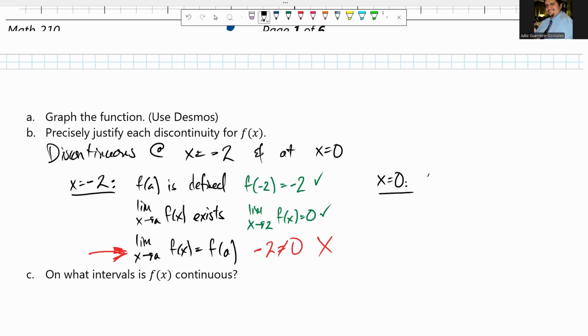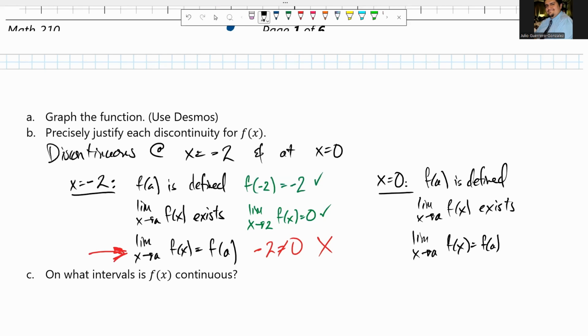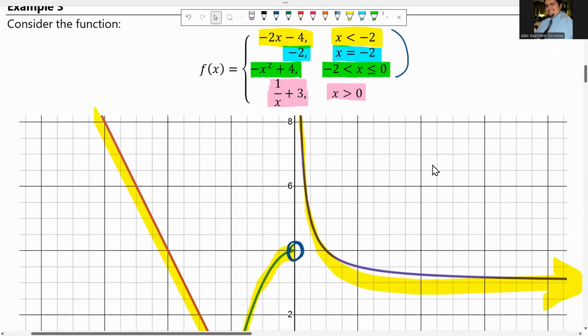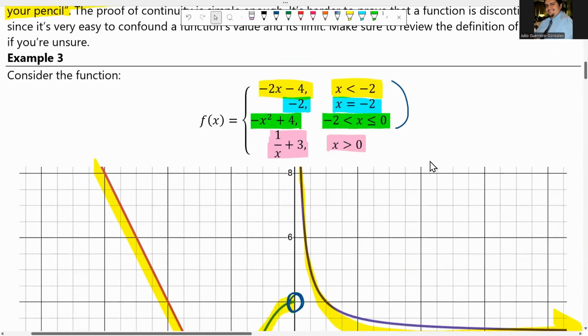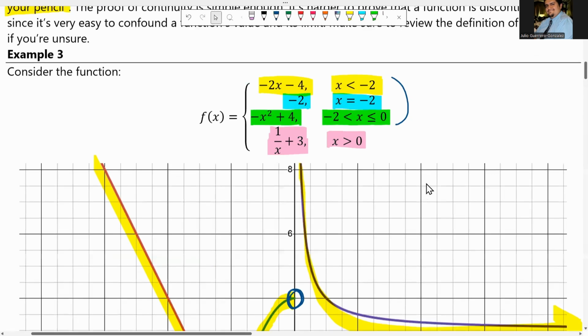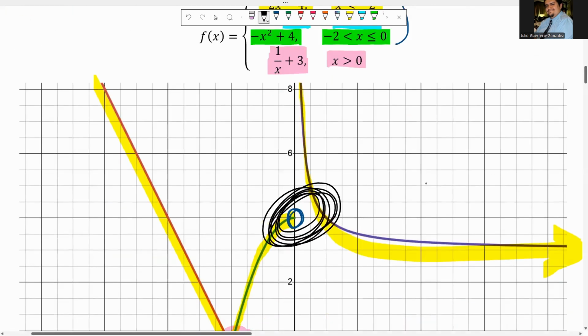So I'm going to write the 3 again. f of a is defined. The limit as x approaches a of f of x exists. And the last one is the limit as x approaches a of f of x is equal to f of a. Okay, so now let's go back to our graph. We are looking at this particular point right there. Okay, let's look at what happens.